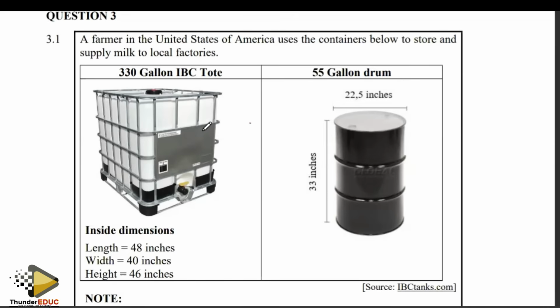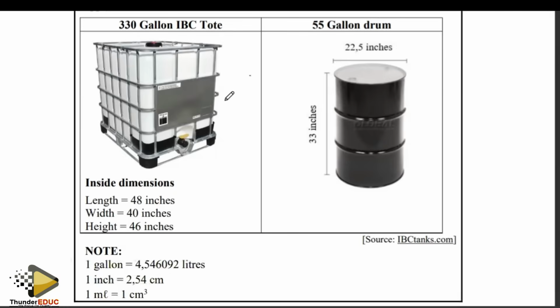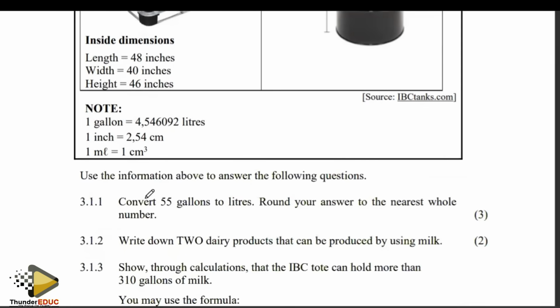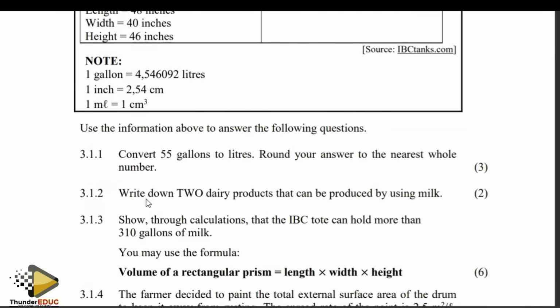Question number 3 goes, a farmer in the United States of America uses containers below to store and supply milk to the local factories. We have the first one here, which is a rectangular prism, and this other one is a cylinder. Then they say, convert 55 gallons to liters. Round off your answer to the nearest whole number.